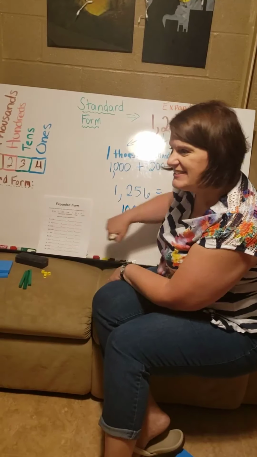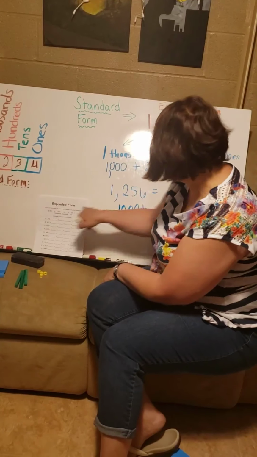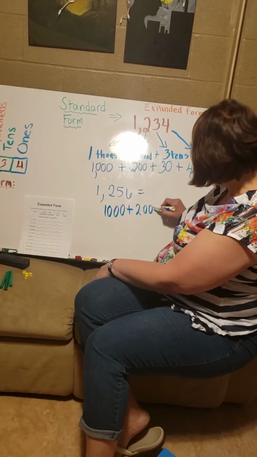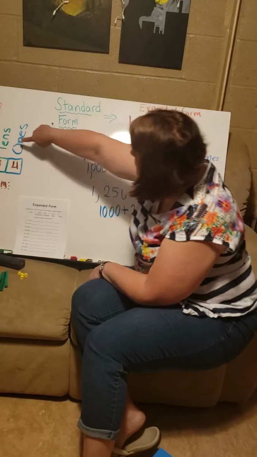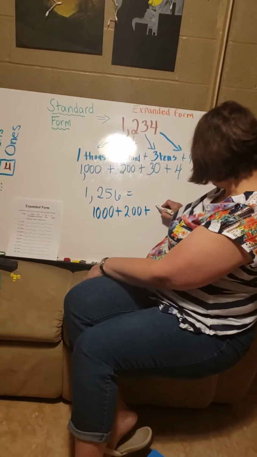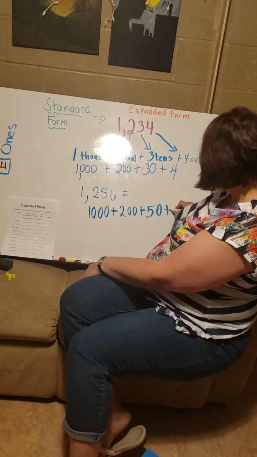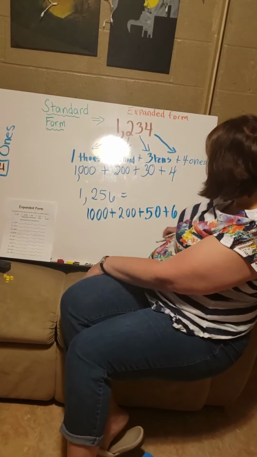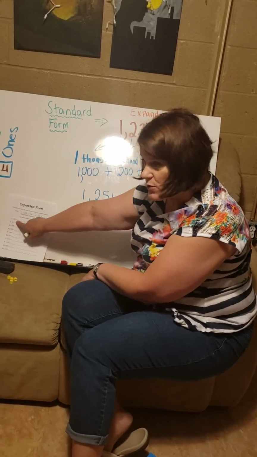What goes next? 200. Good job. All right, what's my next place value? 50. Right? Plus, what's my last one? 6. Very good. All right, let's go to number 2 and work on number 2 together.